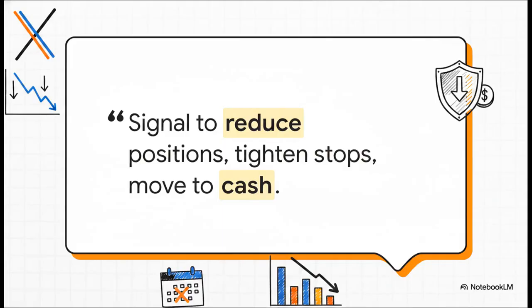When you see a death cross, our sources highlight exactly what it means for your strategy. It is a strict signal to reduce positions, tighten stops, and move to cash. Listen, it's not a suggestion to just wait and see. It is an active, serious warning to play defense. For some context, this exact pattern appeared on the charts in late 2007. That was literally months before the absolute worst devastation of the 2008 global financial crisis hit.